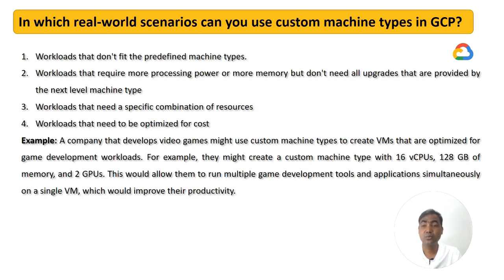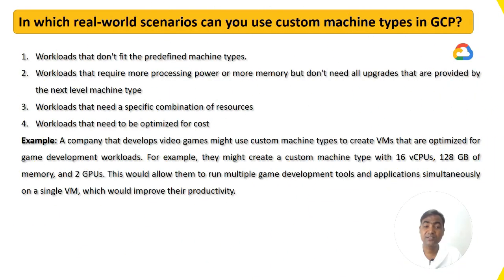As you know guys, this is for workloads that do not fit the predefined machine types. This can be useful for workloads that require a lot of resources but do not need all the resources that are included in a predefined machine type. For example, a workload that requires 12 vCPU and 64 GB memory might not fit into any of the predefined machine types, but it can be easily accommodated with a custom machine type.